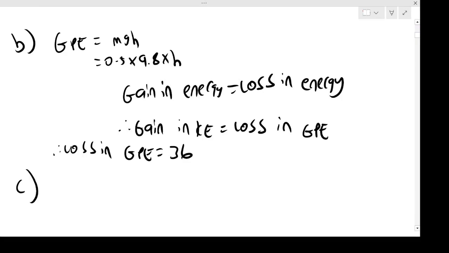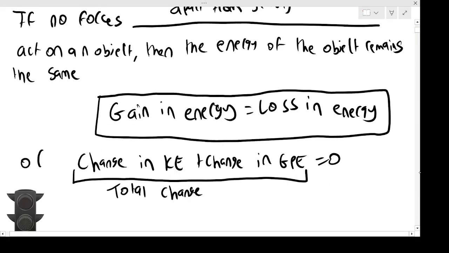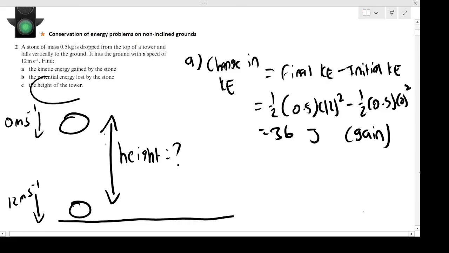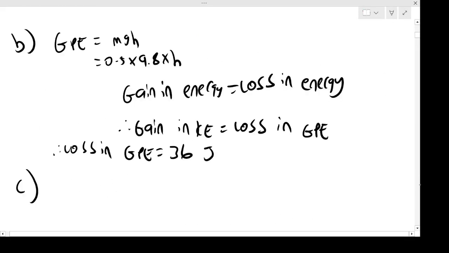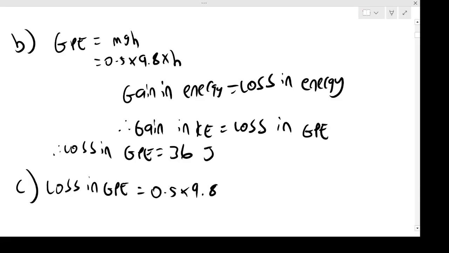Then in part C, and that being joules if you wish to add that on. Then in part C, it's asking for the height of the tower. So we're not meant to know the height yet, but now we need to work it out. I'll just go back to what I discussed, that the loss in GPE, the gravitational energy, has to be mgh, which we discussed is 0.5 times 9.8 times the height h.